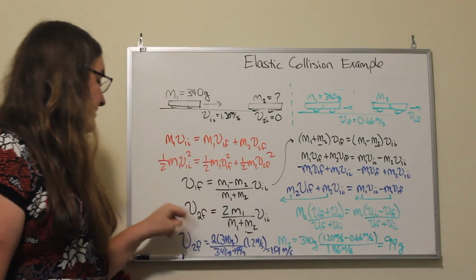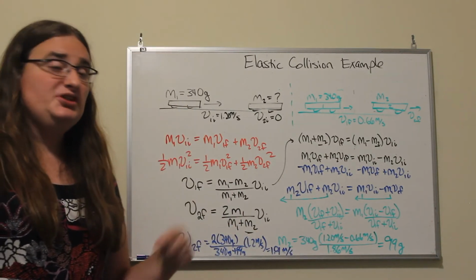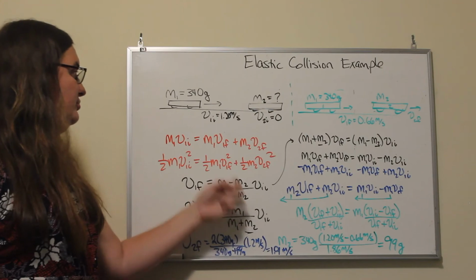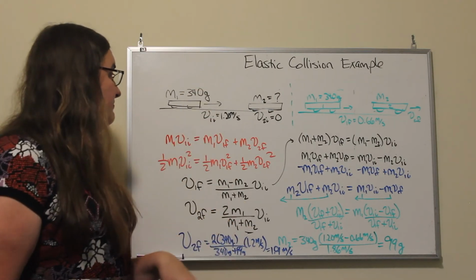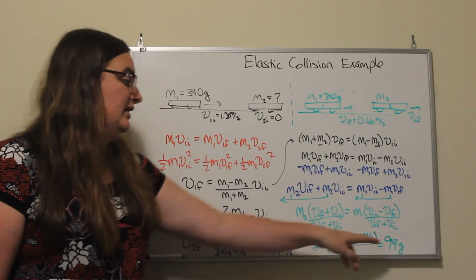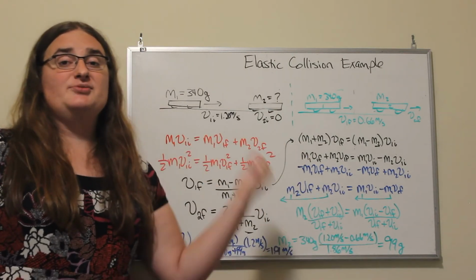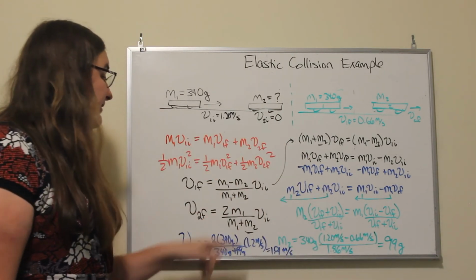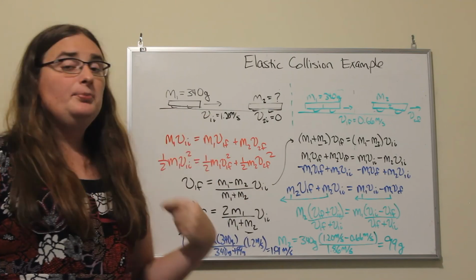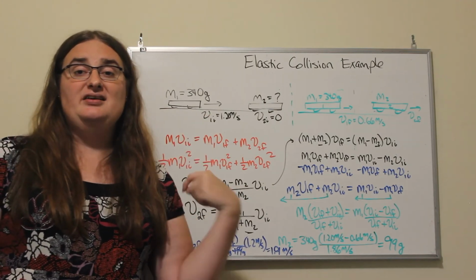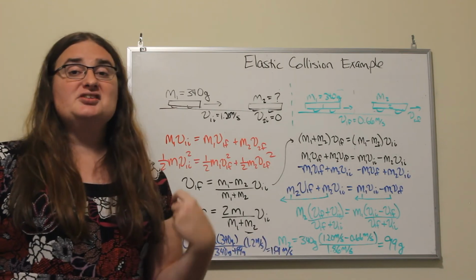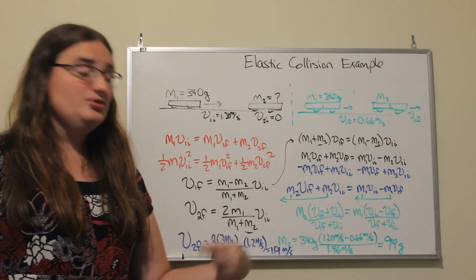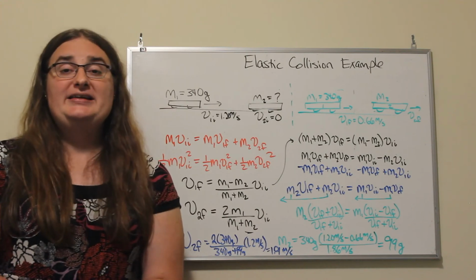Now, to calculate our final velocity of object 2, we would take 2 times the 340 grams we have, divide by 340 grams plus the 99 grams we just calculated, and then multiply by the 1.20 meters per second initial velocity of object 1, and that'll give us a final velocity of object 2 equal to 1.9 meters per second.